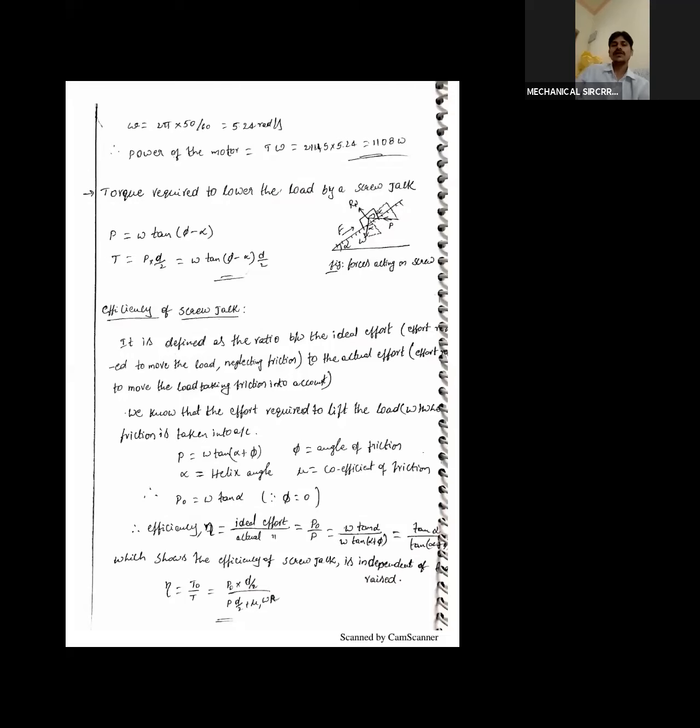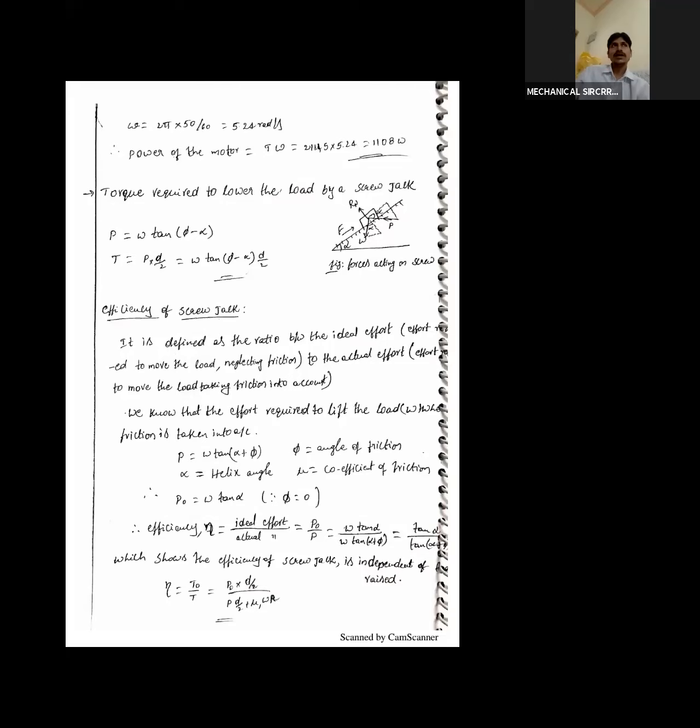Therefore, efficiency. Efficiency, eta, equals ideal effort divided by actual effort. Ideal effort is represented with P naught and actual effort is represented with P. So all of you observe that P naught by P. When we write P naught by P, we substitute their values. That is W tan alpha by W tan alpha plus phi. W cancels in numerator and denominator. So the efficiency eta equals tan alpha by tan alpha plus phi.